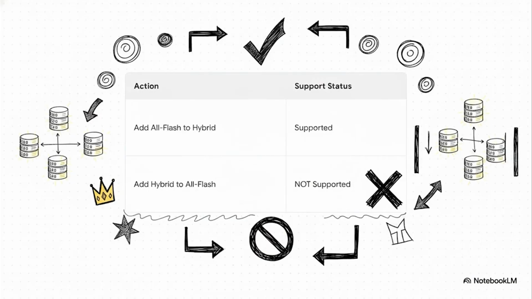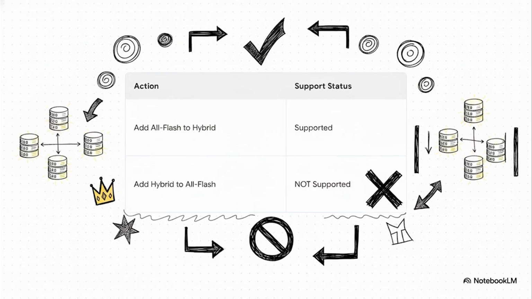Now let's zoom out and talk about mixing at the node level. This matrix is a classic trap for the NCP-MCI exam, so pay close attention. Say you have a hybrid cluster, meaning your nodes have both flash and spinning disks. Can you add all flash HCI nodes into that cluster? Yes, you absolutely can. It's fully supported. You're essentially just upgrading the cluster's overall capabilities.